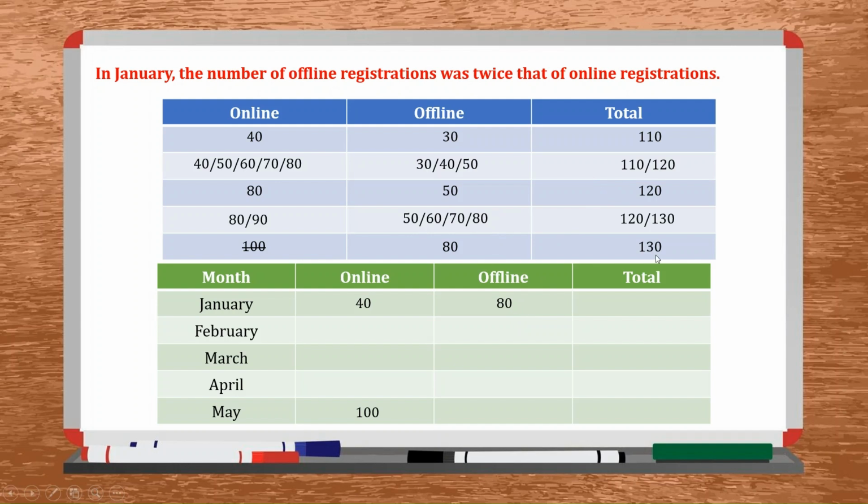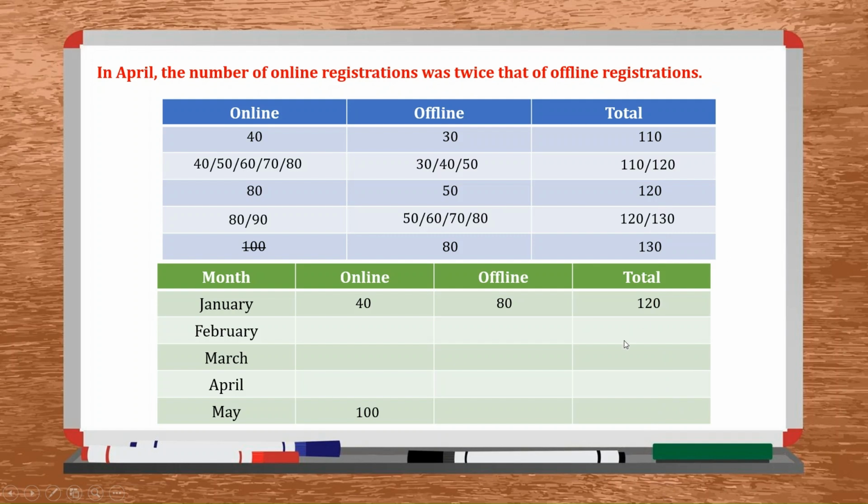So the total of January would be 120. And again, this 120 can be the second value of total, third value of total, or fourth value of total. So at max, three 120s can come in the total column, which I'm not ruling out right now. So far, so good. Now let's look at the next.